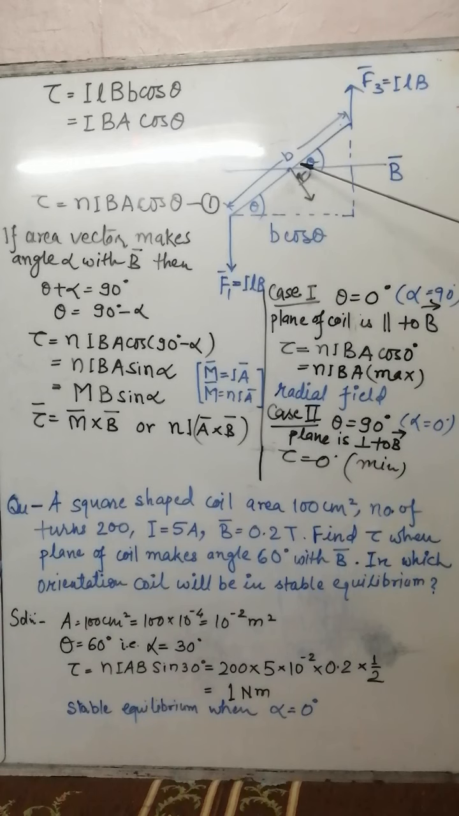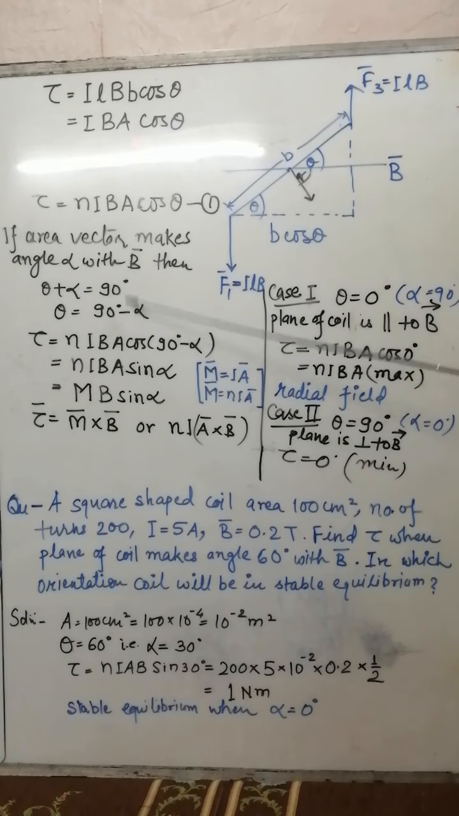If we talk about the area vector of this loop, what is the area vector? It is the perpendicular, the normal drawn on the surface. So the area vector is making angle alpha with magnetic field B. Then you see theta plus alpha is equal to 90 degree, or theta is equal to 90 minus alpha.